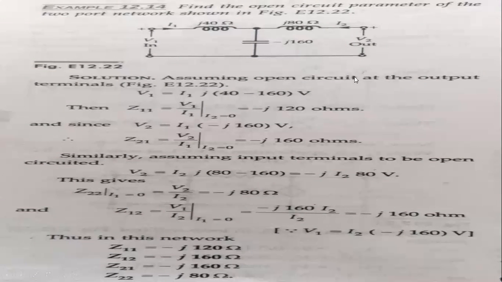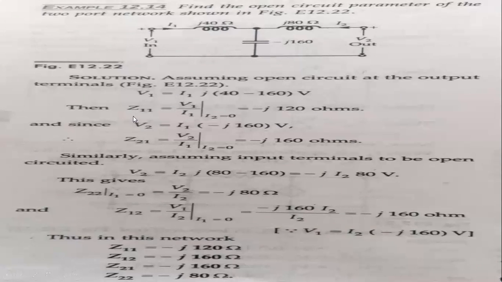So again, by assuming the open circuit of the output terminal by using the Z parameters, see here how I can write my equation. V is equals to IZ. So in this case, V1 is equals to I, which is my I1 current, into J of 40 minus 160. So you can take directly 40 minus 160.